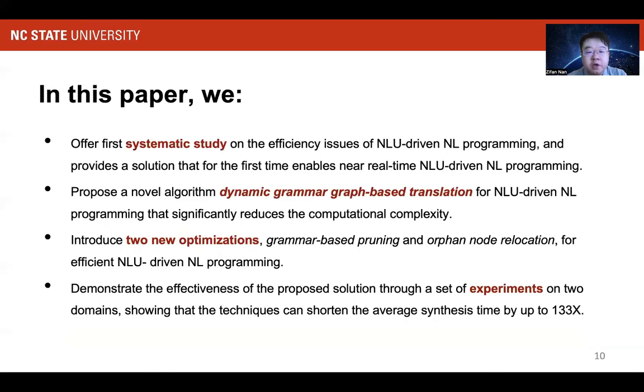Therefore, in this paper, we're trying to solve this problem. We first offer a systematic study on the efficiency issues of the NL-driven approach, and then we propose a novel algorithm called dynamic grammar graph-based translation. We also introduce two new optimizations, which help optimize the synthesis process. And then we use a set of experiments to demonstrate the effectiveness of our proposed solution.